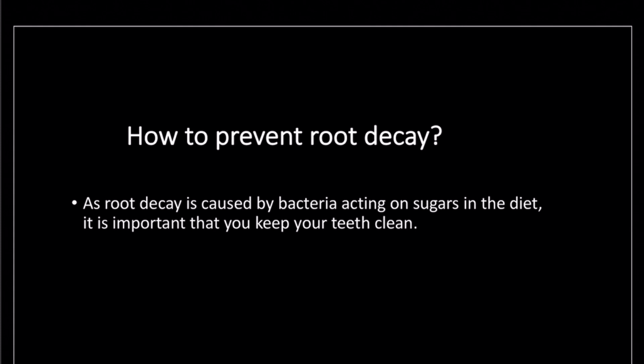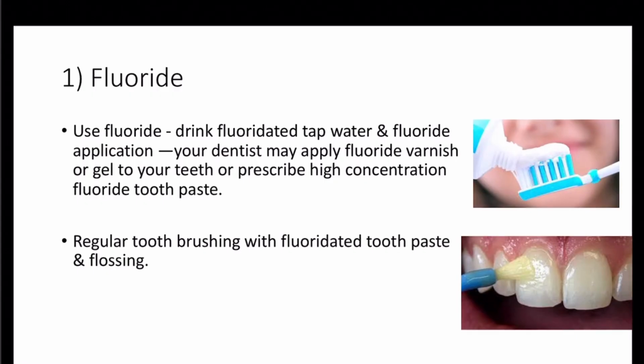Now, how to prevent root decay? As root decay is caused by bacteria acting on sugars in the diet, it is very important to keep your teeth clean. Let's begin with fluoridated toothpaste and fluoridated water. If you do not have fluoridated water in your area, you can talk to your dentist and he can prescribe you high concentration fluoride toothpaste and fluoride mouthwash as well.